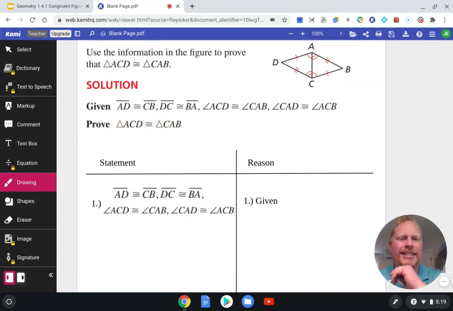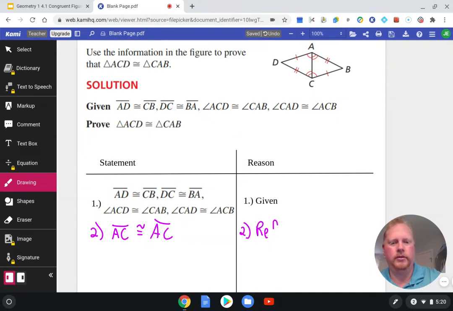So let's take a look at the sides. Well, it looks like these two triangles share a common side, so that AC in the left triangle is exactly the same as AC in the right triangle. So what I can do is I can add step 2 and say AC from one triangle is congruent to AC in the other triangle. And my reason I know that? Reflexive property. So I'll go ahead and mark that in the diagram.